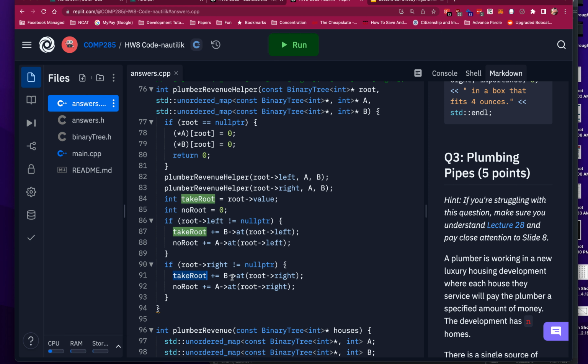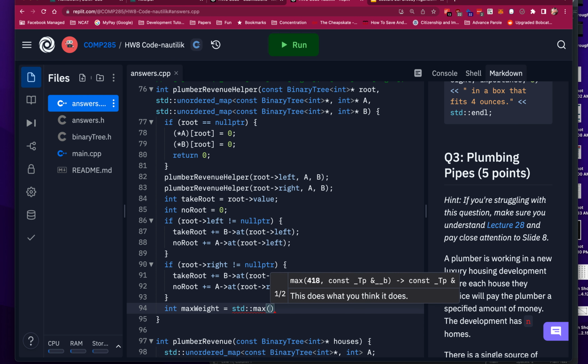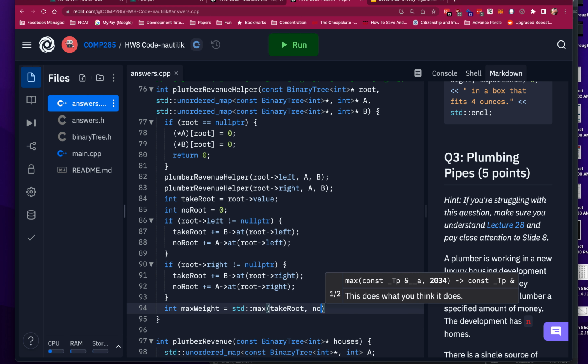In the case that I take the root, then I need to add how much are my grandchildren, how much are the children of the right side, right? So that's B at right. And then if I don't take the root, then I need to add how much can my right side give me, my right child. And then we want to save the answers. Now we don't have the answer yet, but we can compute it. So the actual answer is int max weight, which is going to be the maximum of either taking the root or not taking the root.